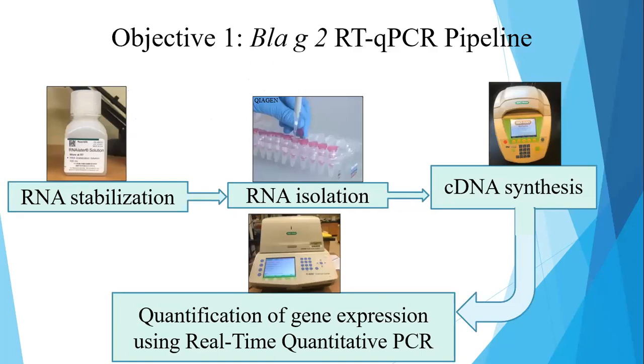And so here's a pipeline of our first objective. We wanted to look at the gene expression of the German cockroach in different tissues and life stages, and we did this by using qPCR. Basically that is a tool to show you the relative gene expression of different samples. We started out by stabilizing RNA in our samples, then isolating the RNA, then doing reverse transcription and creating cDNA from the RNA, and lastly doing quantitative PCR of our samples.